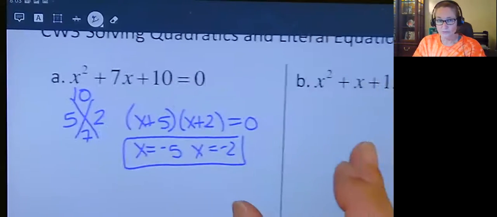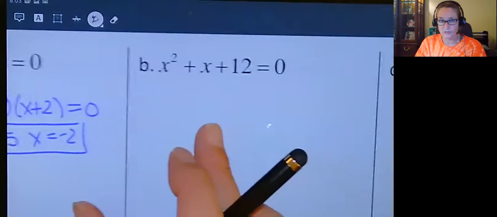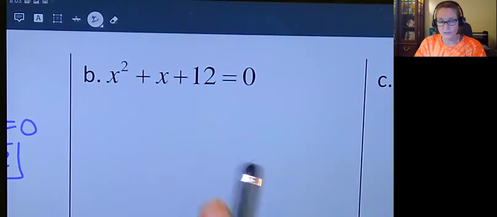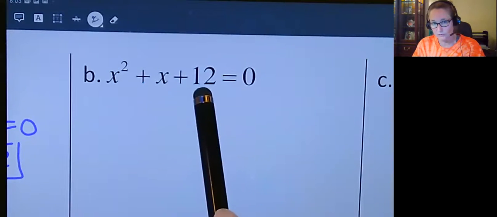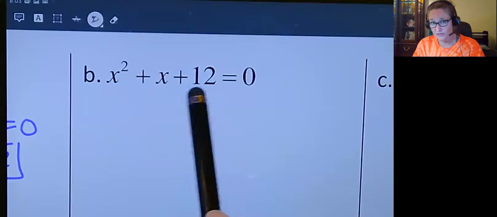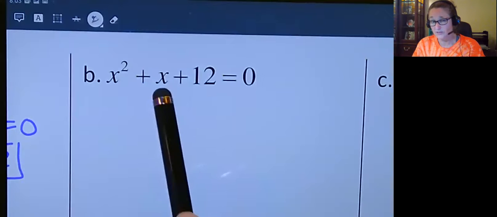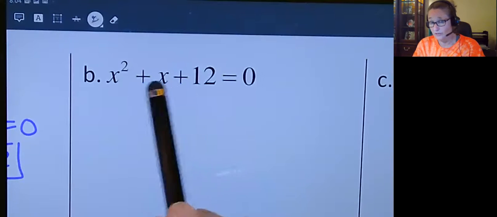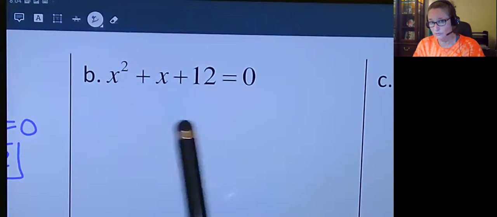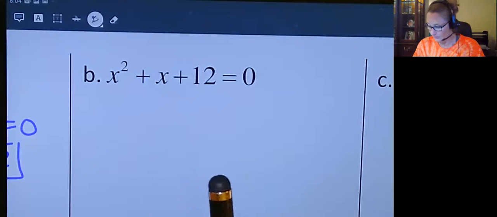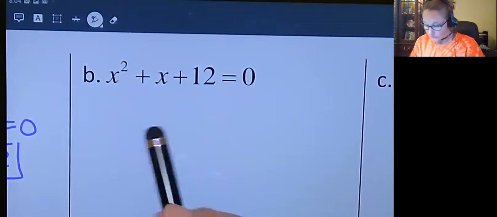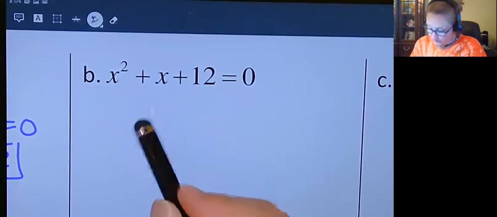Now, the next problem looks very similar to that one, but there's nothing that multiplies to a positive 12 and adds to 1. If this had been a negative 12 and a 1, that would have worked, but not a positive 12 and a 1. So this one, I'm going to use the quadratic formula.